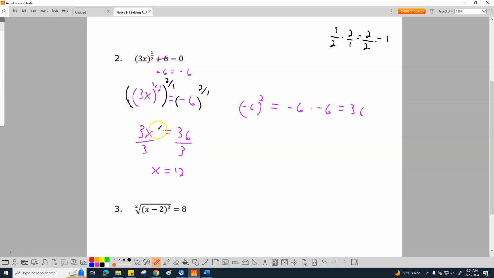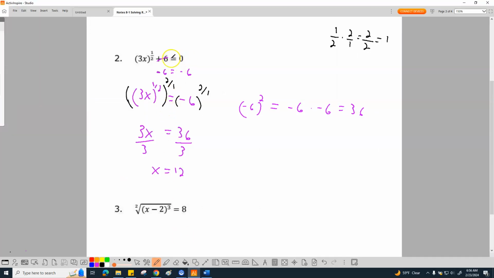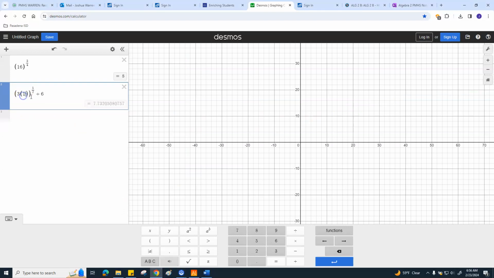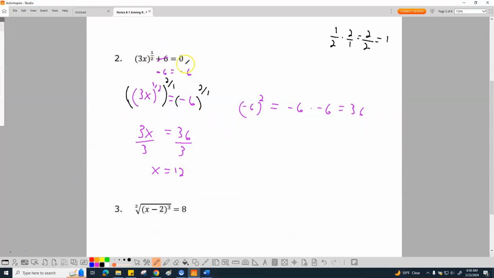So if you were to plug this 12 into Desmos, you can see right here, check out what happens. I entered this equation in with my 3. Originally, I had an x right here. You can see how I did this. 3x raised to the power of half plus 1 plus 6. And on the notes, it says it has to equal 0. If I found my answer as 12 and I plug it in, it has to equal 0. But look what happens. It comes out as 12. So when I plug in a 12, I get a 12. If I plugged in a 12, I'm supposed to be getting a 0.